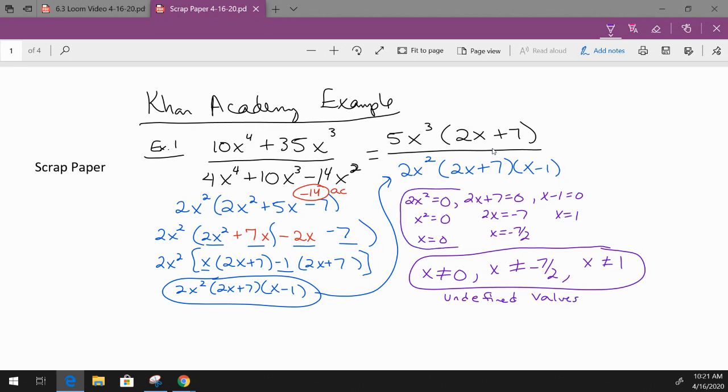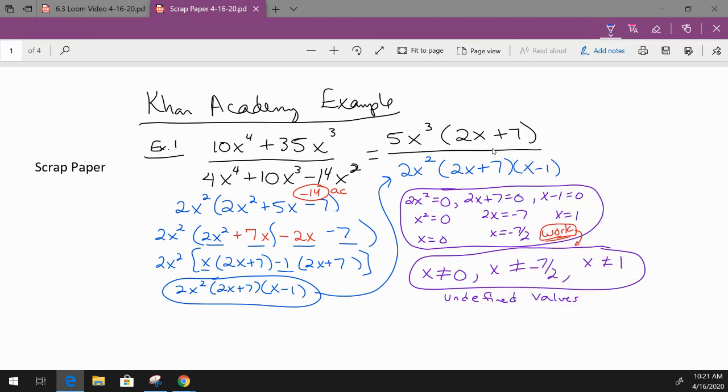This is just the work that goes into it. This is just my work, showing my work to find my undefined values.